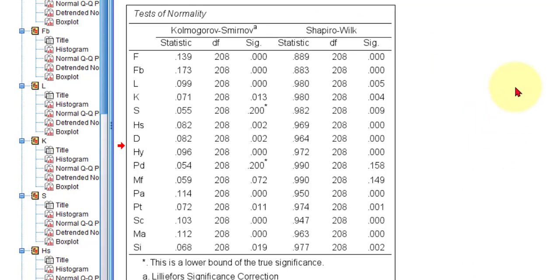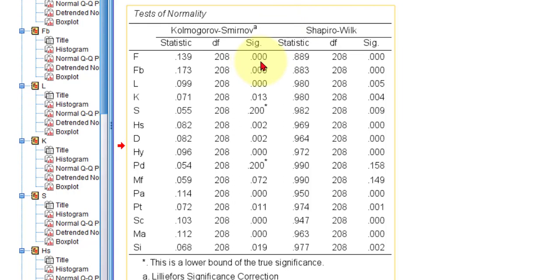So how you tell if a data set is normal or not is if the sig value is less than 0.05, that means it violated normality. So F violated, FB violated. In fact, they all violated. Except for a couple of them.